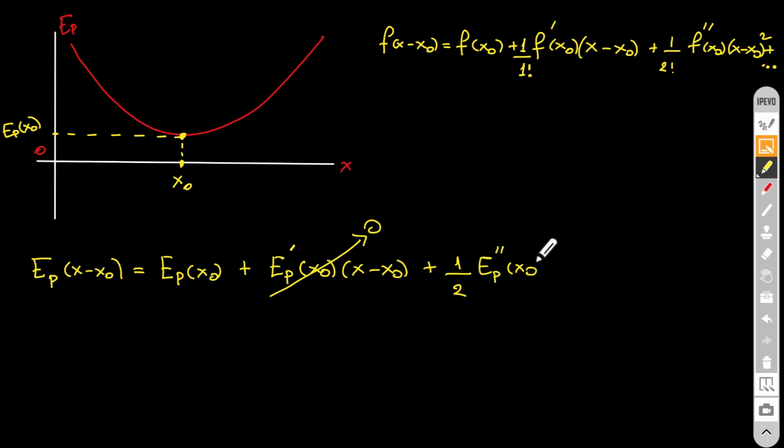Now 1 over 2 factorial is simply 1 over 2, and then I have the second derivative of the potential energy times x minus x naught squared. I will neglect the rest of the terms. Now if this is the kind of potential energy that I have in my system, then this second derivative will not be 0. And I can tell you how you can think of the second derivative.